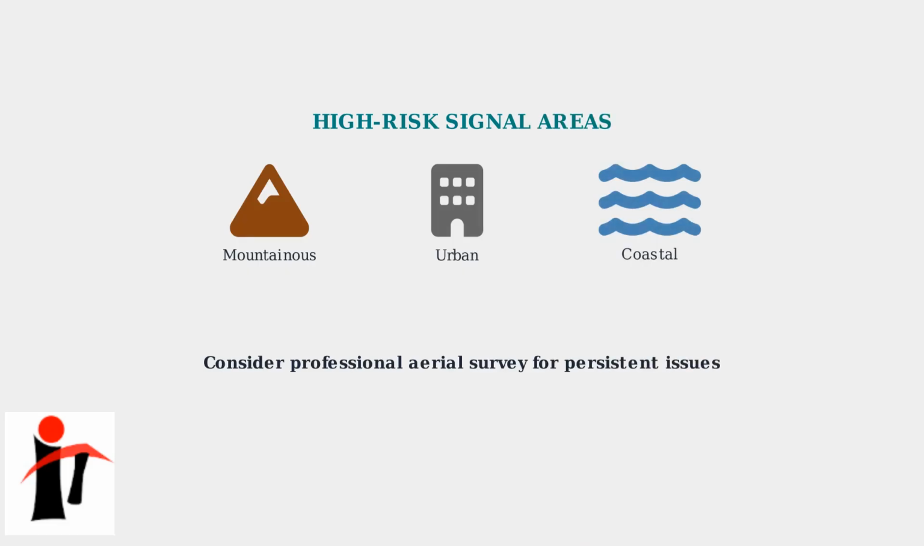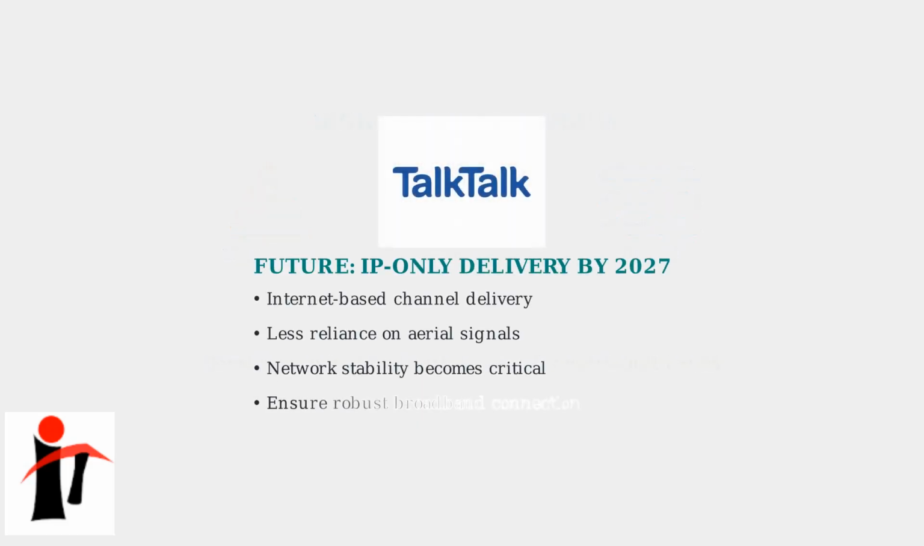Some areas are particularly prone to signal problems. Mountainous regions, urban areas with interference, and coastal locations may require professional aerial surveys for persistent issues. Looking ahead, TalkTalk is moving toward IP-only delivery by 2027. This means network stability will become even more critical than traditional aerial signals for reliable channel reception.